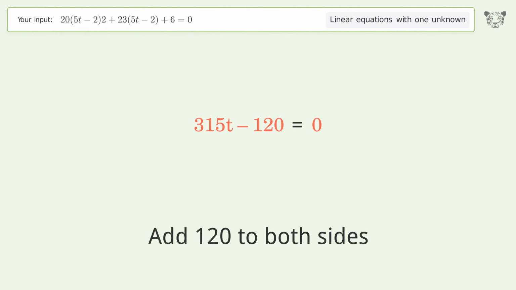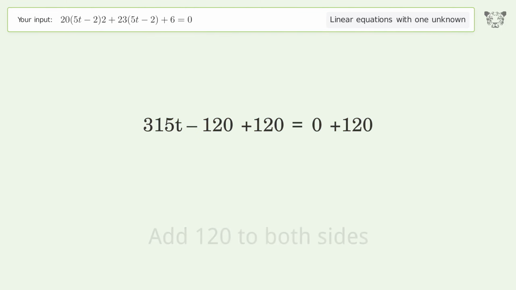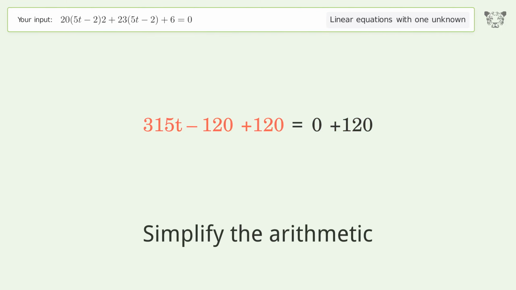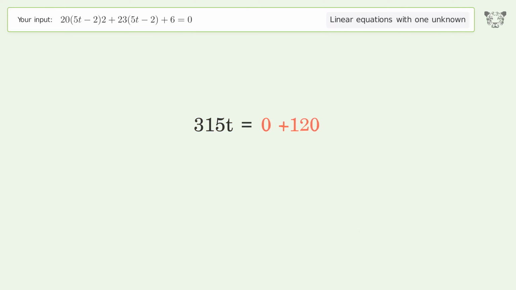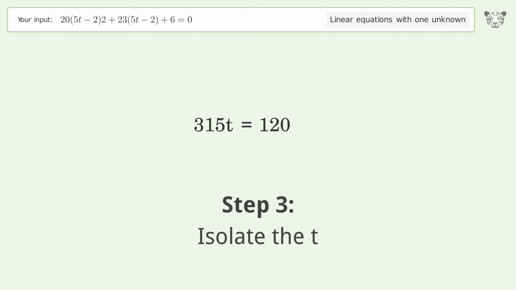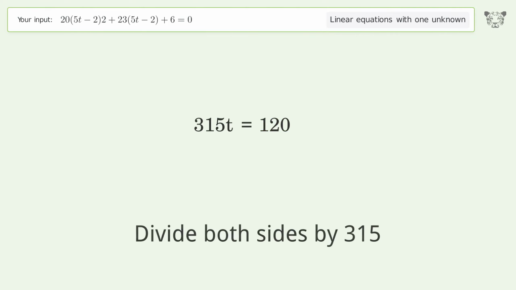Add 120 to both sides. Simplify the arithmetic. Isolate the t. Divide both sides by 315.